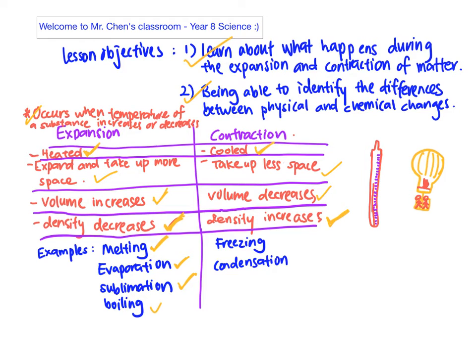On the other hand, for contraction, we have freezing, which is things turning from liquid to solid. As you see here, in contraction, it loses heat energy and cools down. When it cools down, the density increases but the volume decreases, which turns it into a solid. That's why it is so packed, so hard. And condensation is when gas turns into liquid.